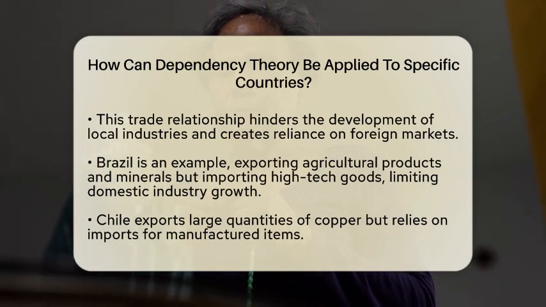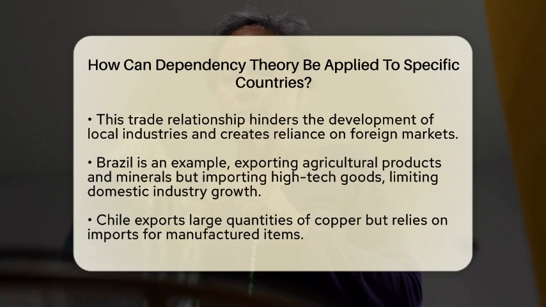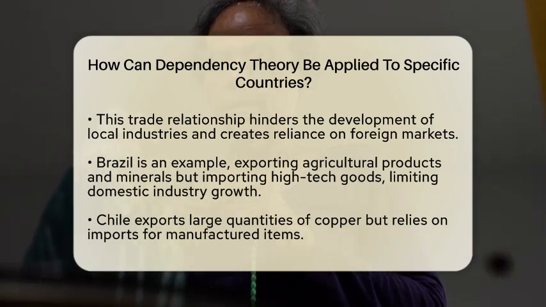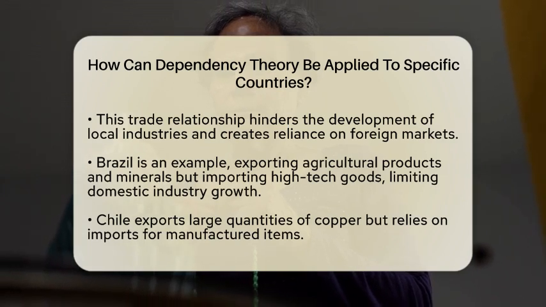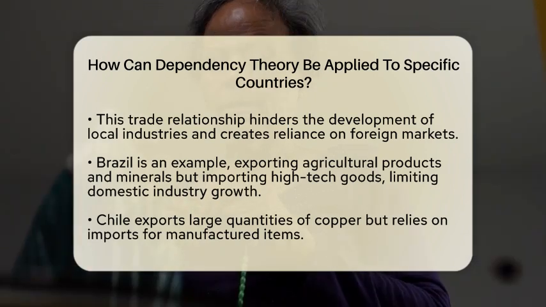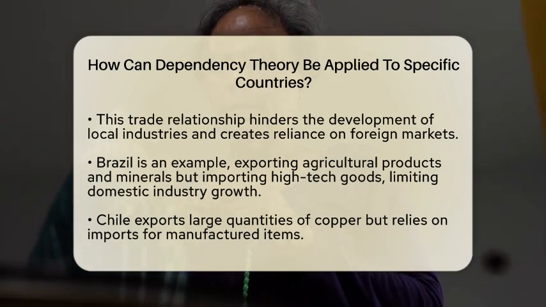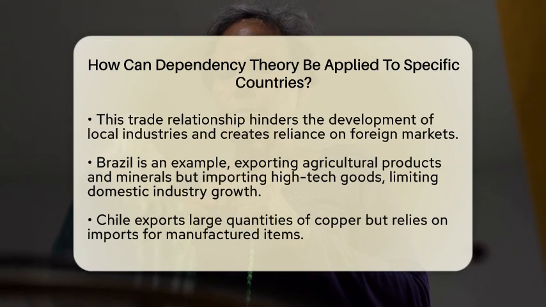Let's look at Brazil as a specific example. Brazil has a robust export sector, focusing on agricultural products and minerals. It sends these goods to countries like the United States and China while importing high-tech products. This pattern keeps Brazil dependent on foreign markets and limits its ability to develop advanced industries domestically.